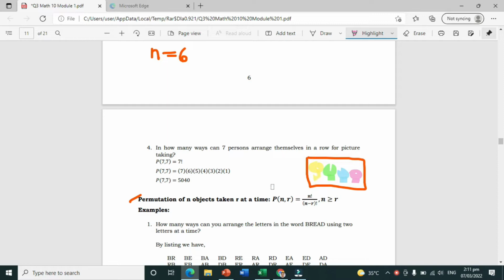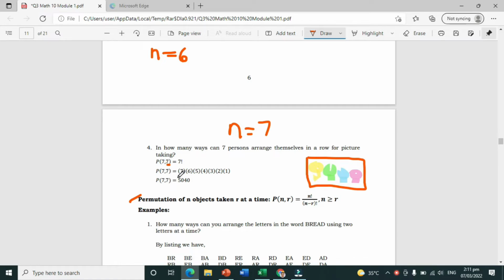Take note na sa picture nila, dapat silang 7 yung makikita sa picture, no? Now, so ang n natin dito would be equals 7. So, since sila mang 7 yung makikita sa picture, so therefore, itong nandito is 7. So, P77 is equal to 7 factorial.